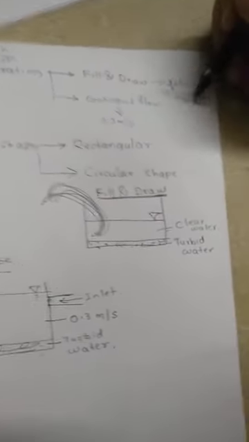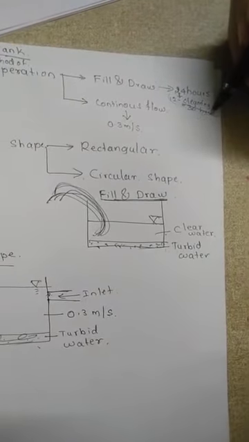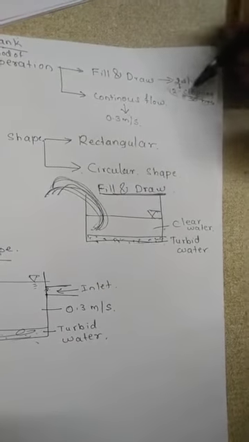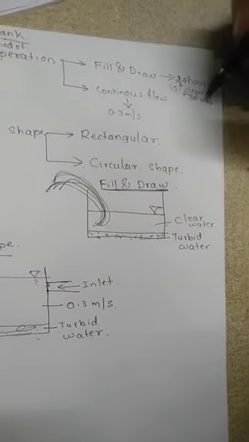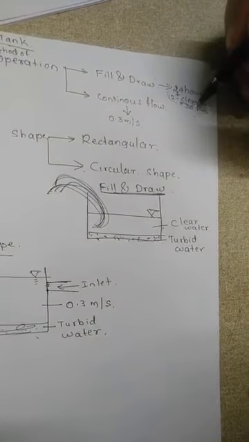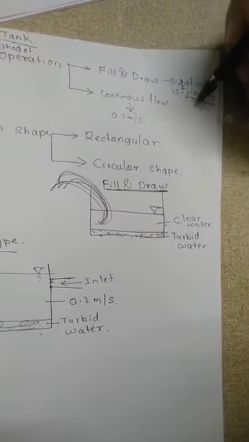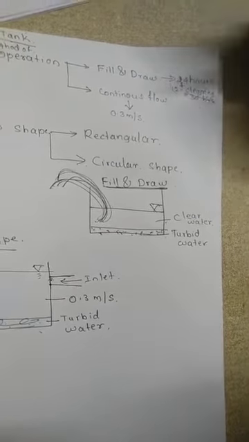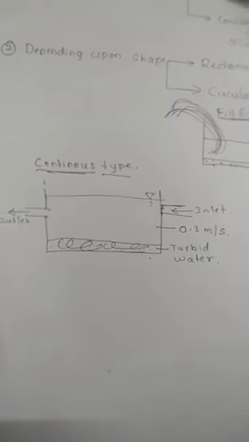In total, if we want to add fresh water for this fill and draw type, how many hours do we require? We require around 36 hours to again keep it in operation. So this is your fill and draw type.